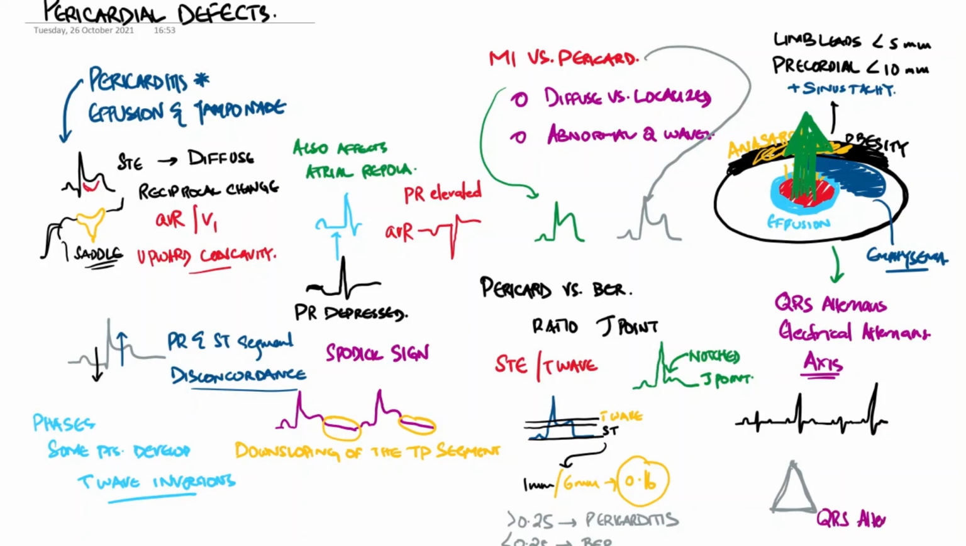The triad of QRS alternans, sinus tachycardia, and low voltage is virtually diagnostic of a pericardial tamponade, and the next step is to get an echo ASAP.